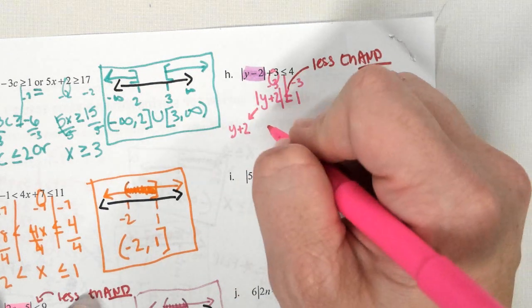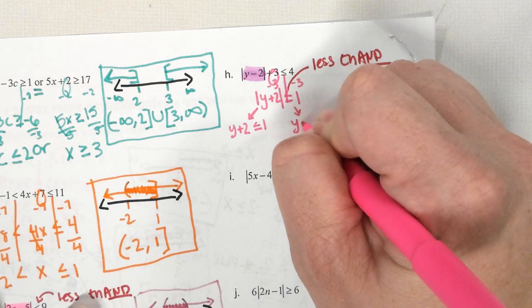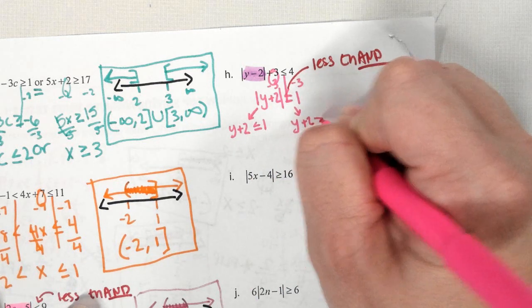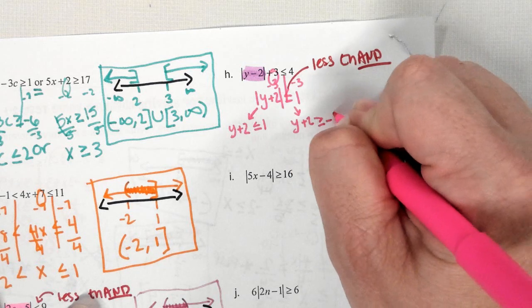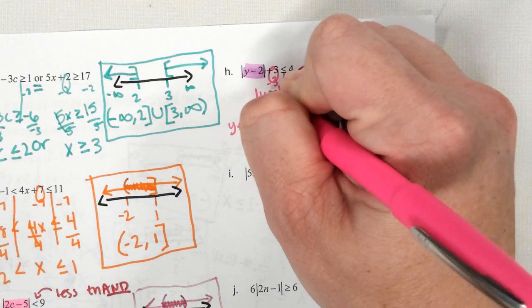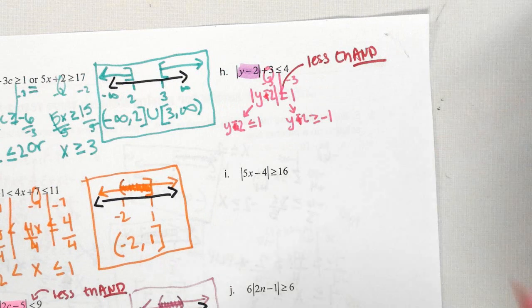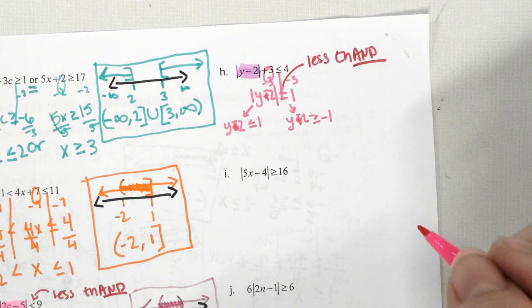y + 2 is less than or equal to 1. And then we're going to rewrite it y + 2. We're going to flip this symbol, so greater than or equal to, and make it opposite, so -1. And now we're going to solve both. Oh, it is supposed to be -2. Thank you. This is not the first time I've messed up on this. Y'all will see later. -2. My bad. Thank you.